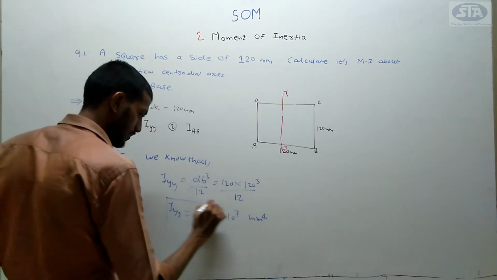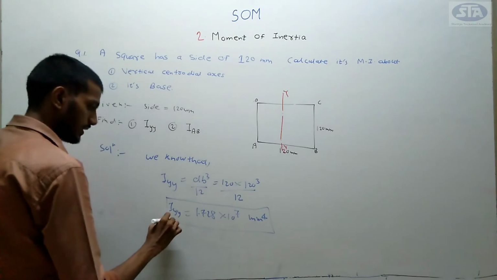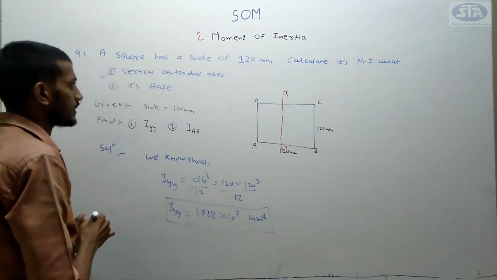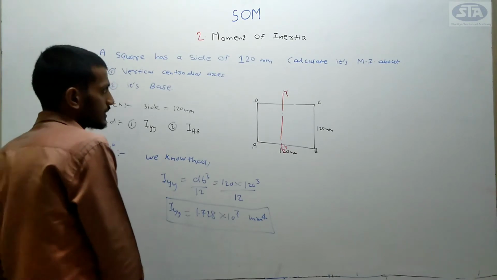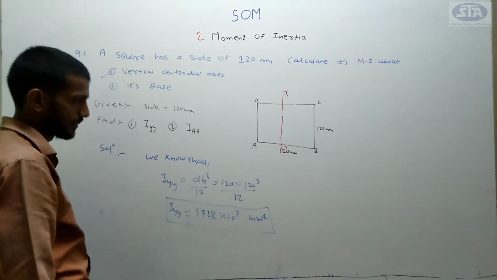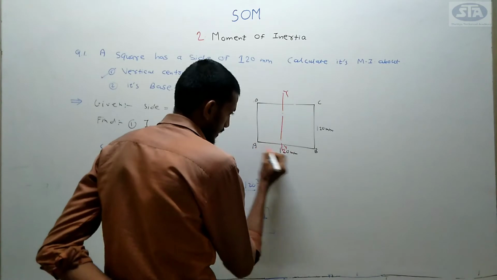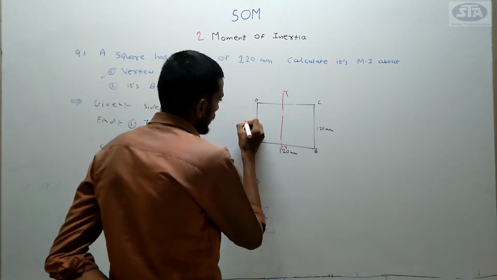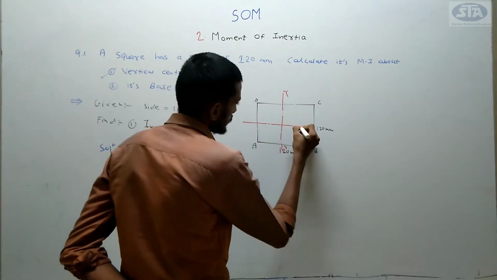You will get 1.728 into 10 raised to 7, which is in mm raised to 4. So this is the moment of inertia about the vertical centroidal axis. So our first approach is completed. Now go for the second approach, which is our base. अभी यहाँ पे base कौन है? A B. This is our base. Okay. ये base horizontal में square है, उसको कुछ ना कुछ axis रहने वाला है.